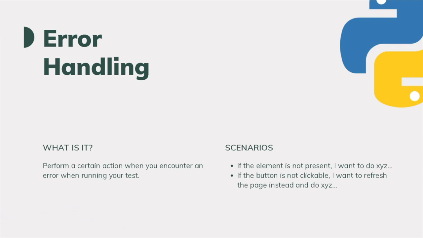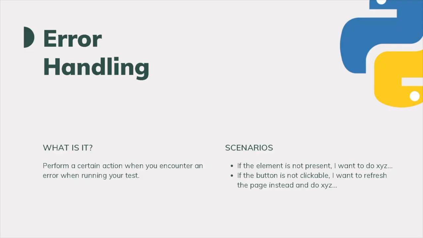But you will run into certain scenarios where you will encounter an error and you would want to handle that error differently. Instead of just throwing the error and failing the test, you would want to do something else instead. For example, if you're trying to find an element and that element is not there, you want to do something else. You might want to verify some text. You might want to retry the entire scenario, depending on your use case.